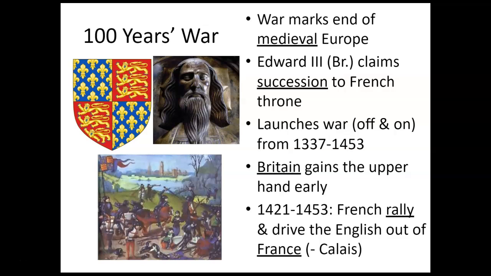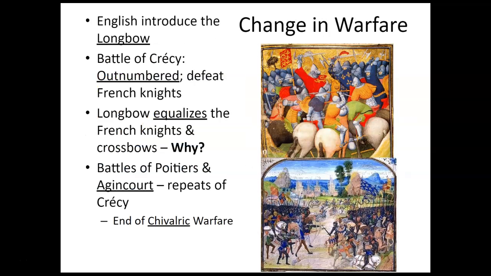But they're off and on. It's not like a continuous form of warfare. But for the most part, there's wars off and on during this stretch of 1337 to 1453. Now, there's two stages in this war. Early on, the British rule the battlefield. But towards the end, the latter part of the war, the French rally and are able to drive the English out of France, except for one spot, and that's the port of Calais, which is right across from England, and the closest area between England and France.